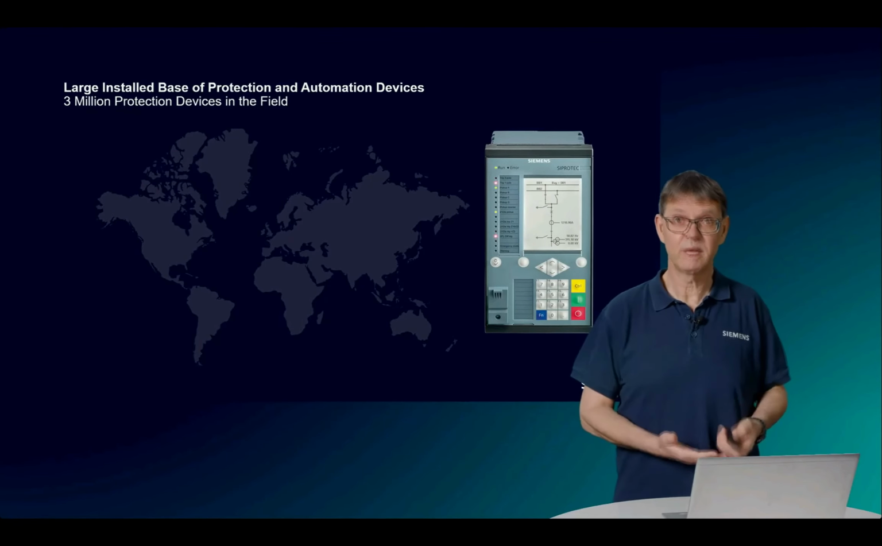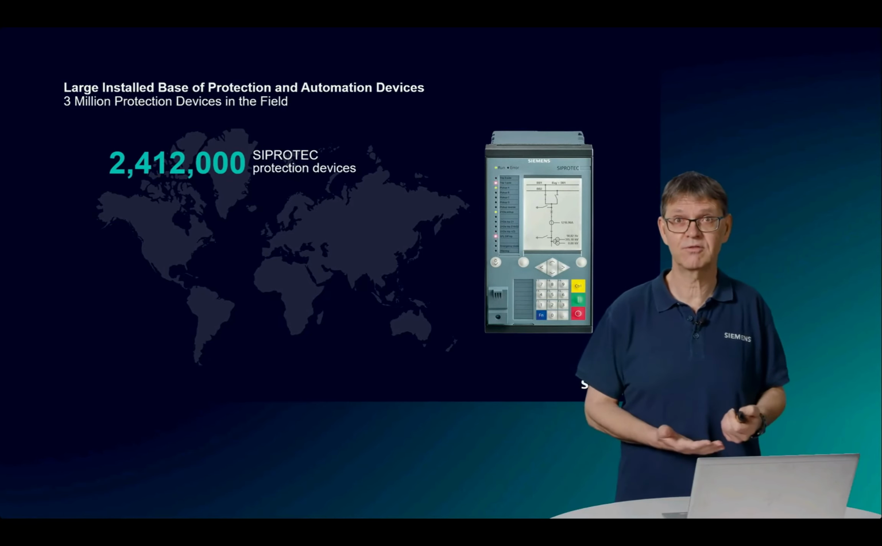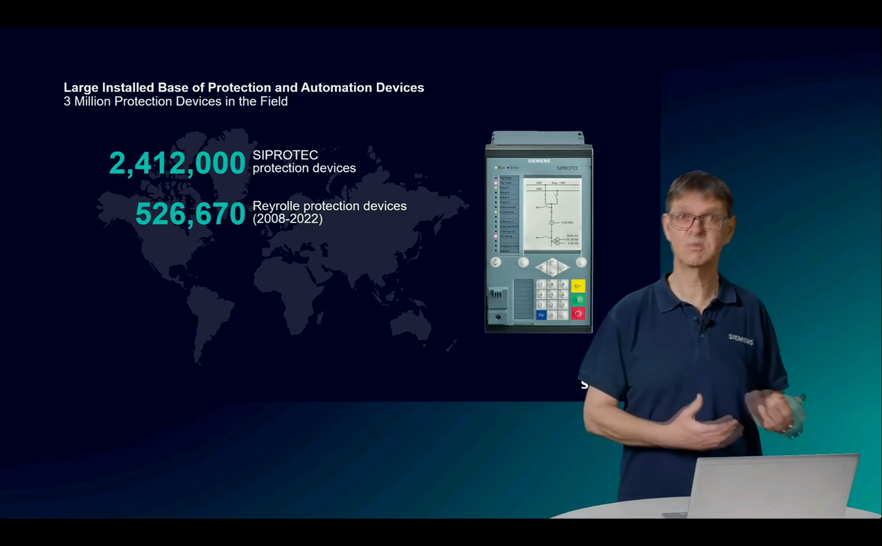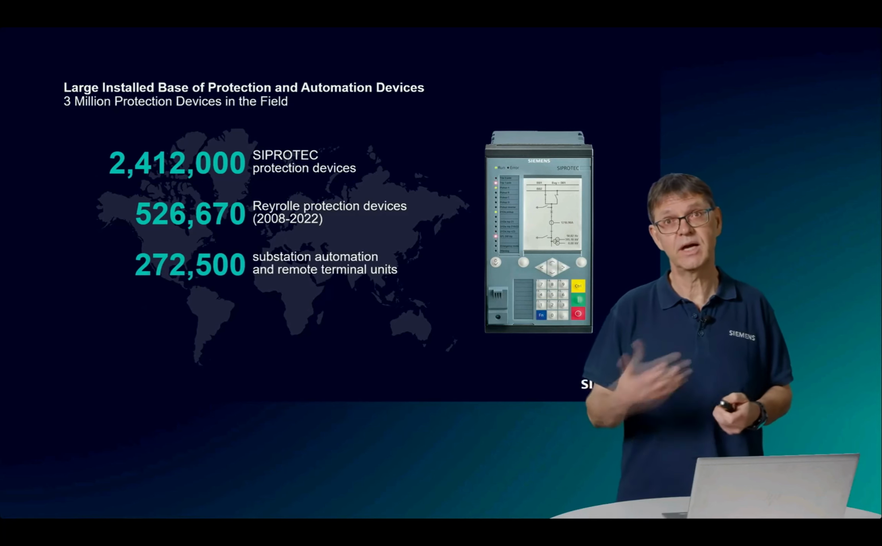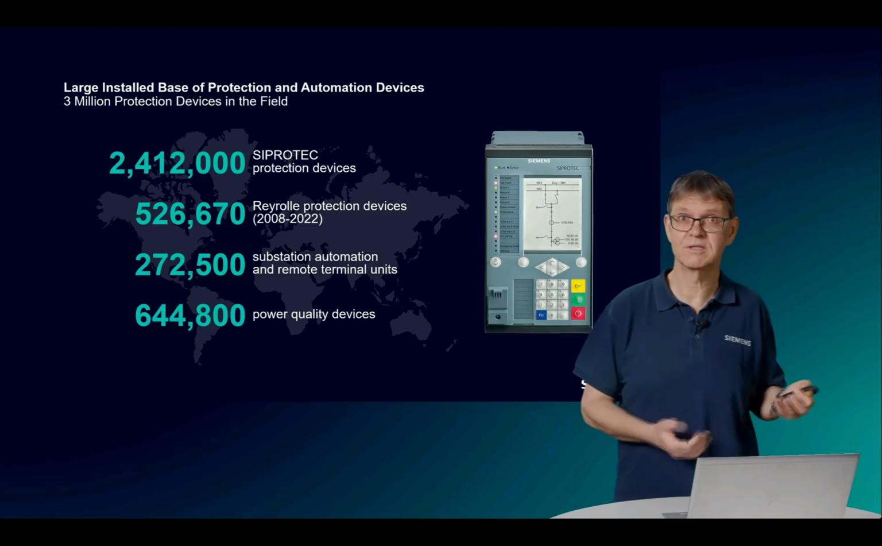With a large installed base of protection devices, SIPROTEC, roughly 2.5 million, then Reyrolle devices, which are also part of Siemens protection, 500,000 devices. And then we are active also with substation automation and also power quality devices.